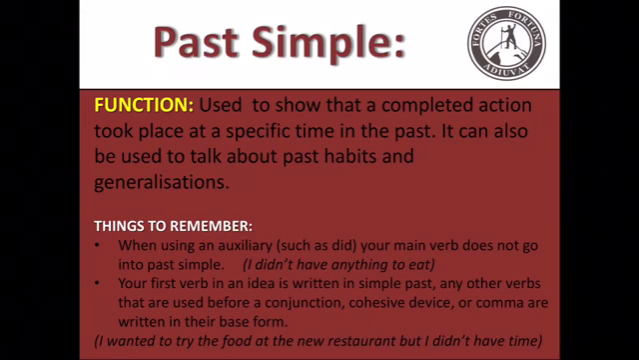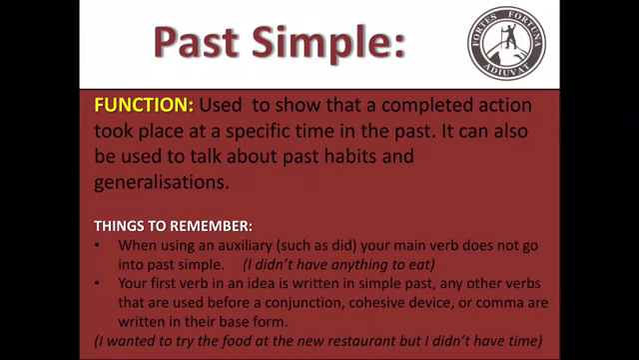So your first verb in an idea is written in simple past. Any other verbs that are used before a conjunction, cohesive device, or comma are written in their base form. I wanted to try the food at the new restaurant, but I didn't have time. You can see here that the verb try is written in its simple base form. I wanted to try the food at the new restaurant. But here works as our conjunction, so we move back into simple past. But I didn't have time.